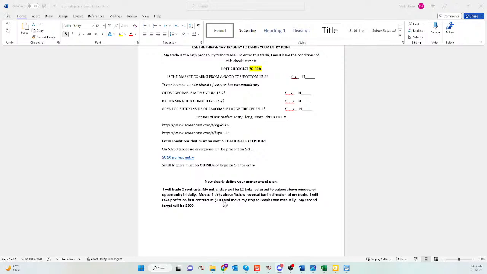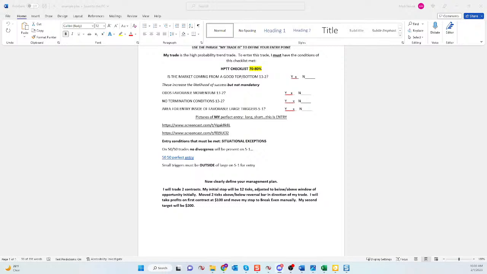I'll take profits on my first contract at $100 and move my stop to break even manually. That is my third stop movement, and it's based only on my profit target being reached. And then my second contract will be exited at $200, which means I'm looking for $300. My stop's at break even, and I'm looking for that second target.